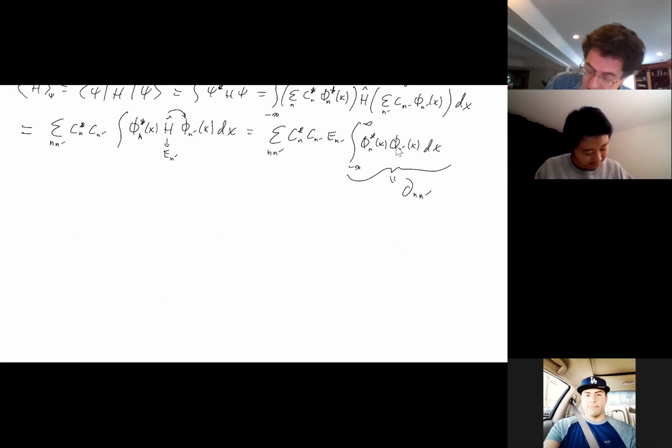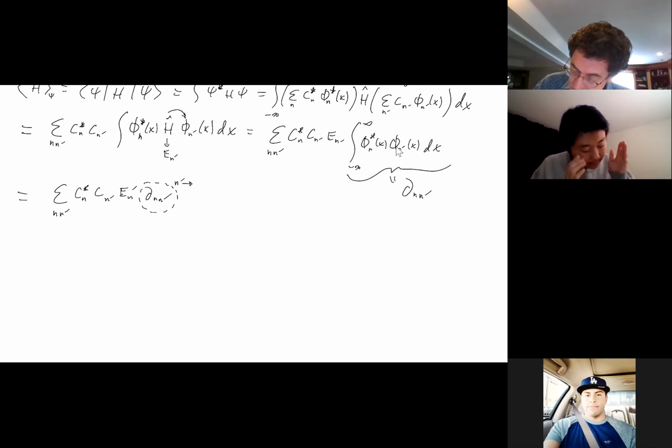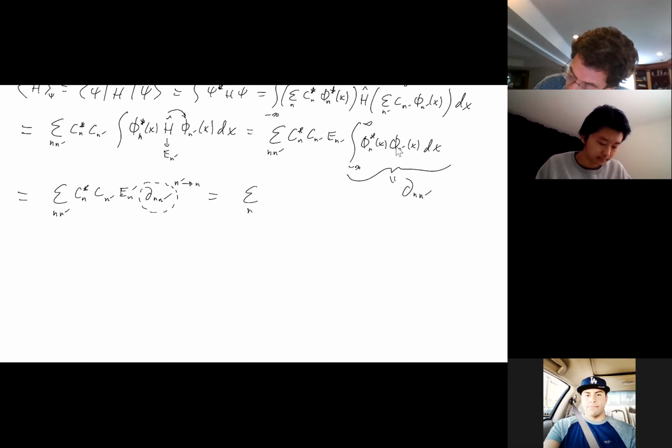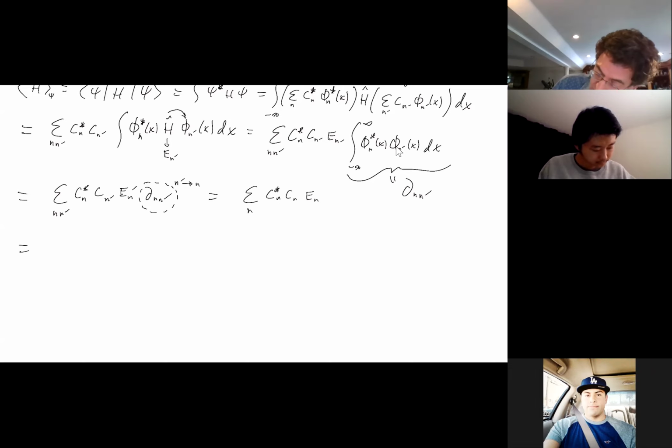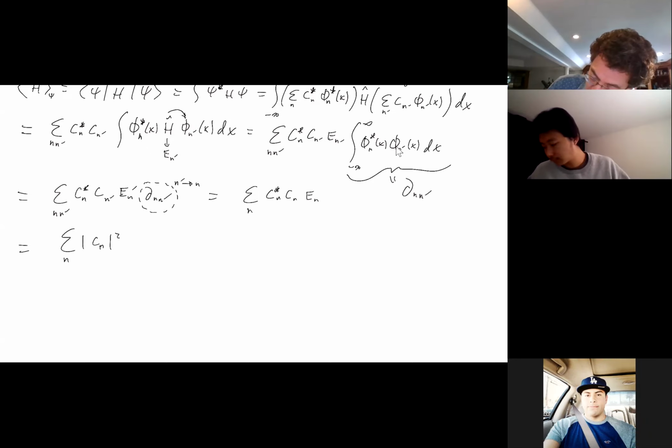So we just plug that in. This thing is equal to the sum over n, n prime of c n star, c n prime, I've got my E n prime, I've got my Kronecker delta. And now, of course, whenever you have a Kronecker delta, it collapses the sum. So that means that n prime goes to n. And so this sum now becomes the sum over n of c n star c n E n, which is equal to the sum over n of the magnitude of c n squared times E n.